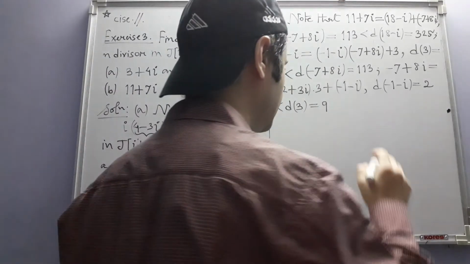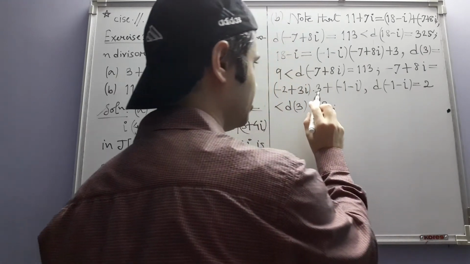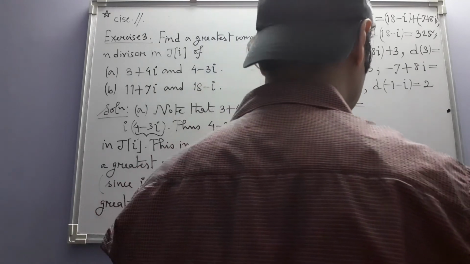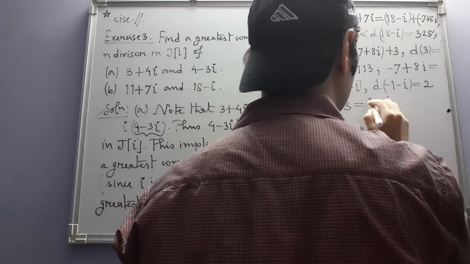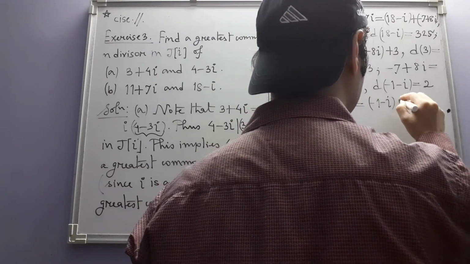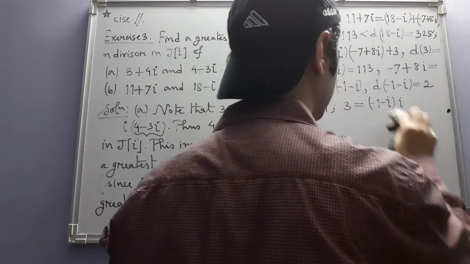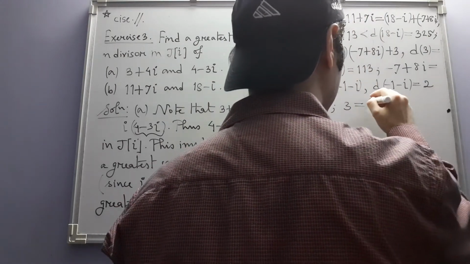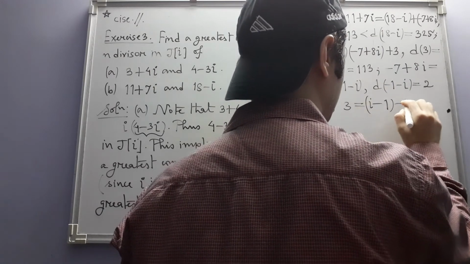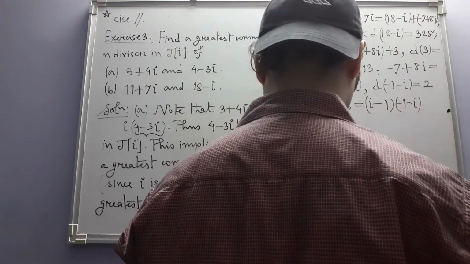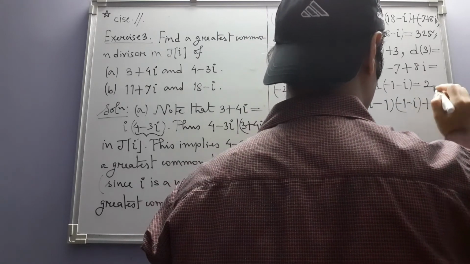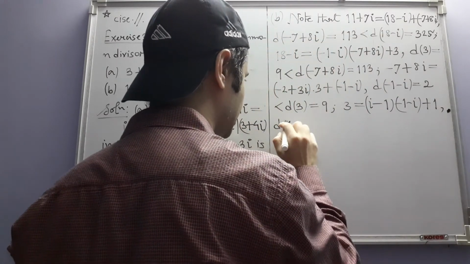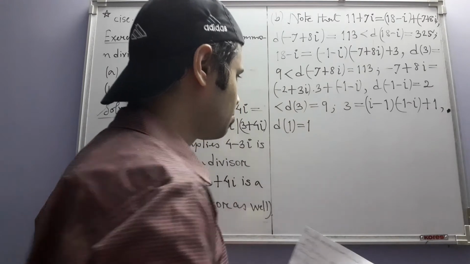And finally we now have to divide 3 by this remainder, and that gives us minus 1 minus i times 1 minus i plus 1, because we are actually writing the divisor as the second factor, let me just maintain that, where d of 1 is of course equal to 1. This is the smallest possible d value.